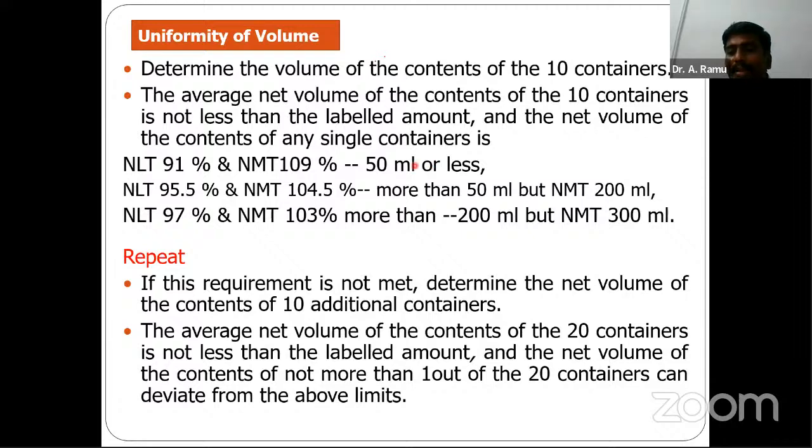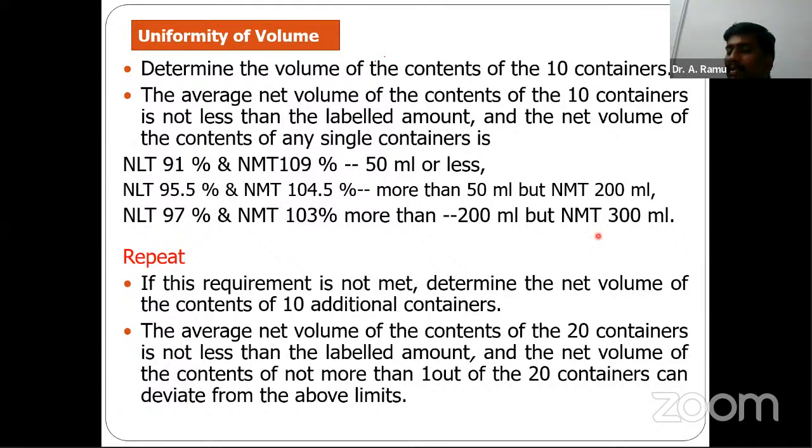So if it is 50 ml, plus or minus 9%. If it is more than 50 ml but less than 200 ml, plus or minus 4.5% is acceptable. If it is more than 200 ml, plus or minus 3% is acceptable. If in the repetition process more than 1 is deviating, it fails to comply with the uniformity of volume test.